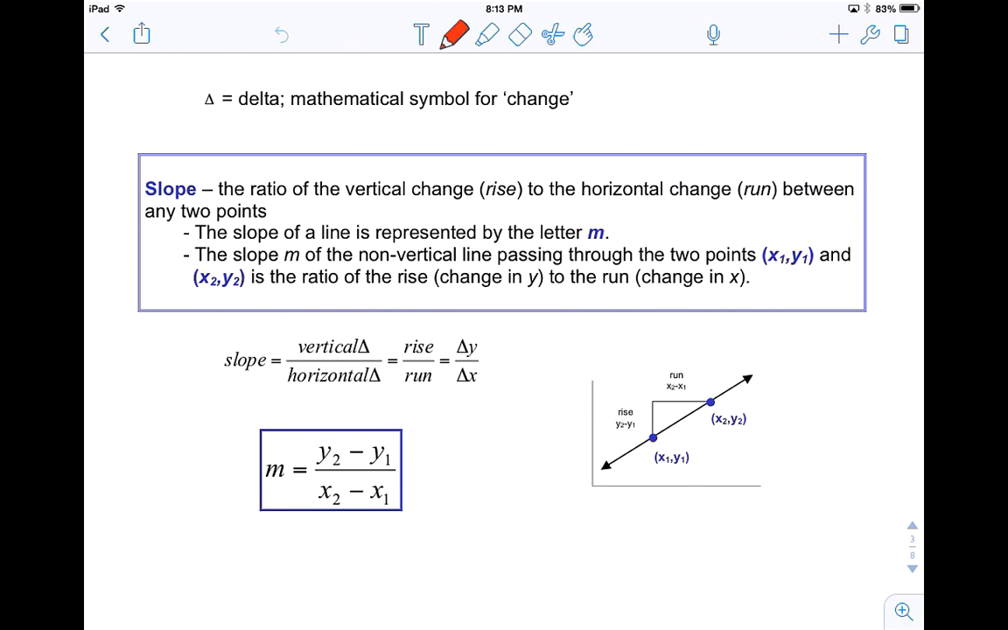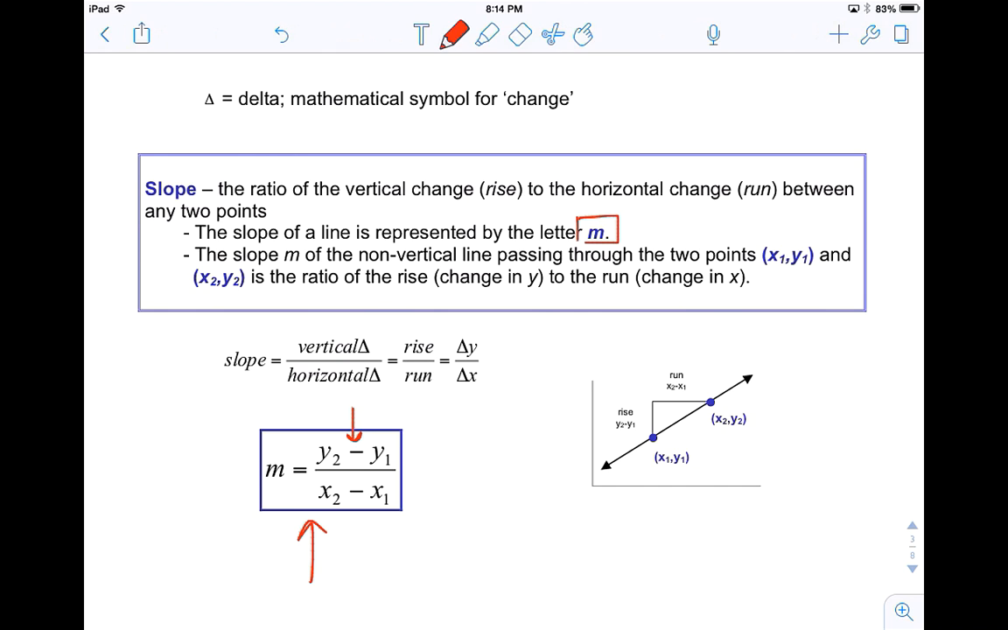Notice on the notes here, it says the slope of a line is represented by the letter m. So anytime we're using an equation, so the equation y equals mx plus b, that m represents the slope of our line. And we have a special formula for slope, which is down here in the box. We have m equals y2 minus y1 divided by x2 minus x1. So like I was saying before, the change in y divided by the change in x. And that change in is represented by the subtraction sign. So we're subtracting our two y values, subtracting our two x values, and dividing the two.